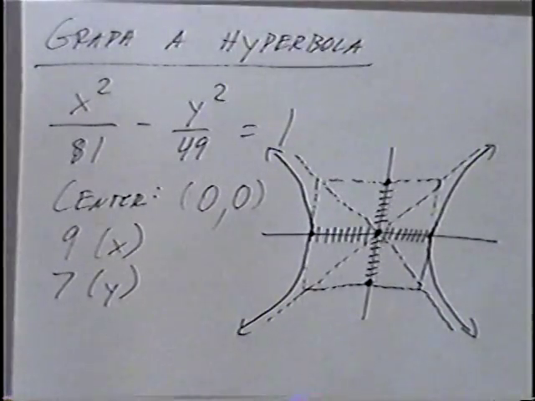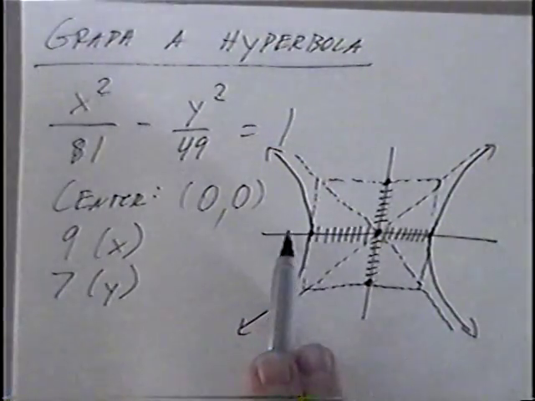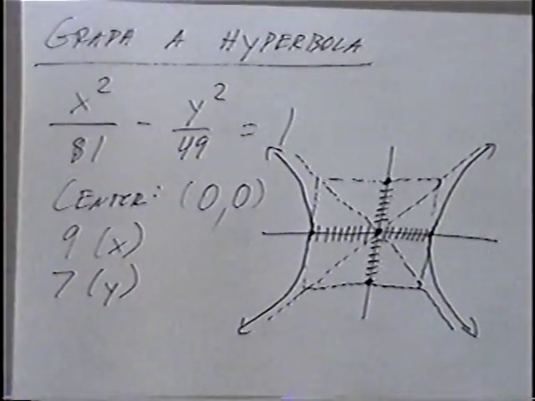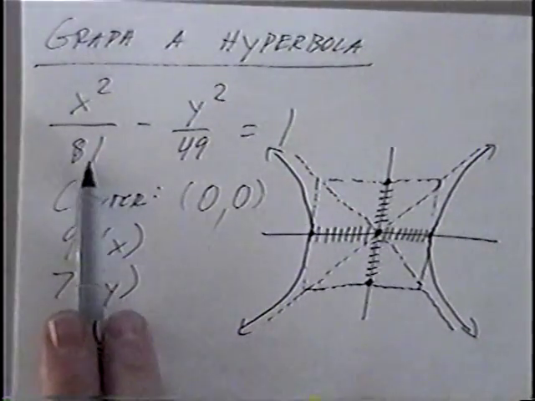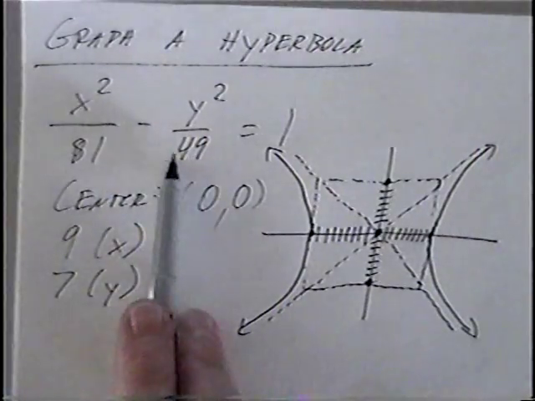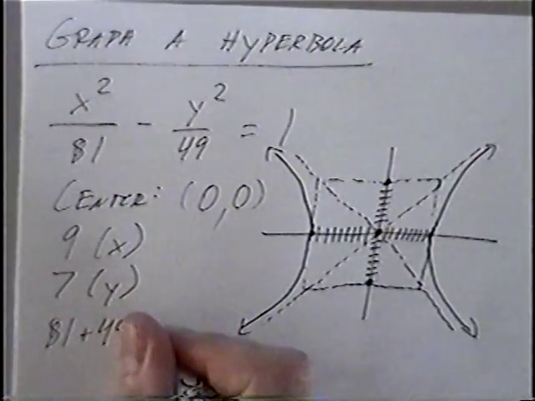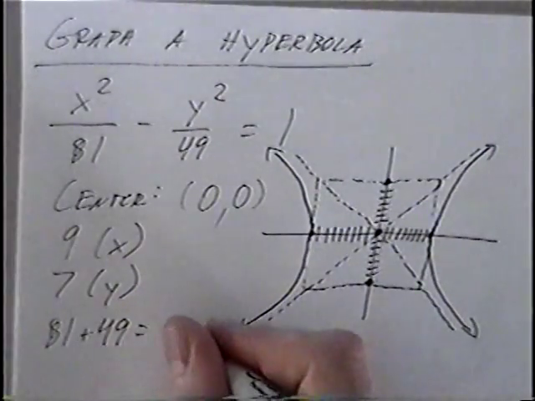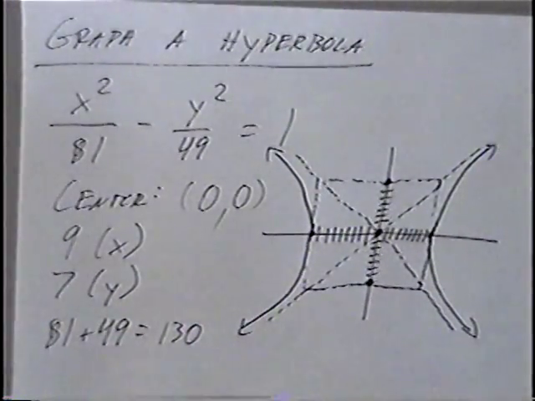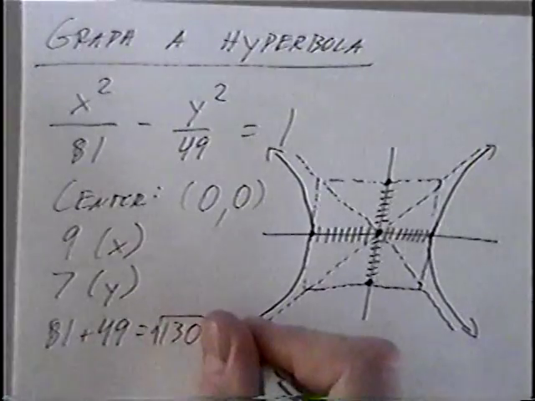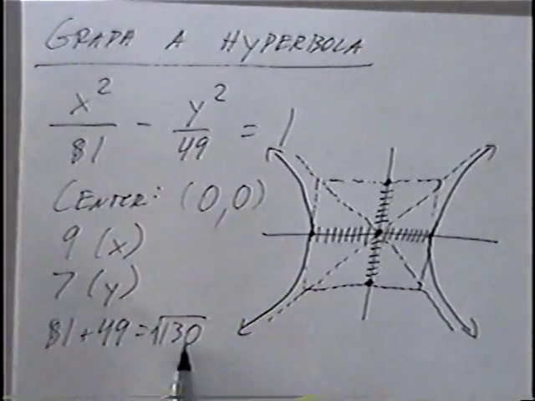The last part's the foci distance. For the foci distance, we'll have 2 points inside each of these parabolas. To find the distance, we'll add the two numbers we had before, a squared plus b squared. So 81 plus 49, that would be 130. Taking the square root of that would be just over 11.